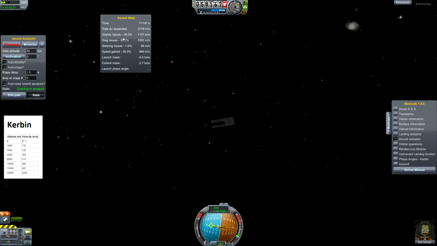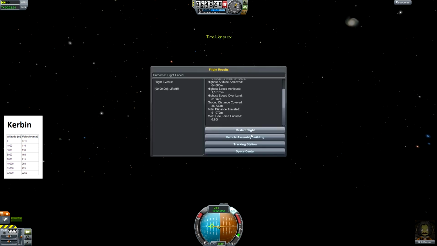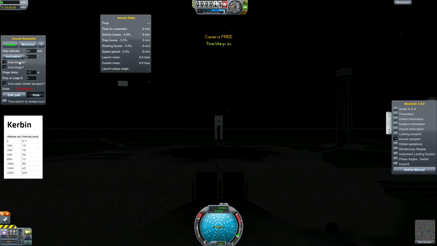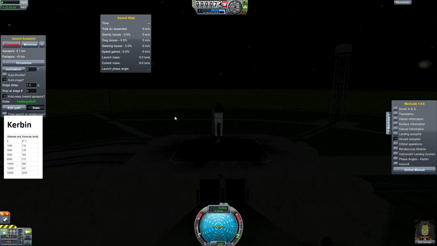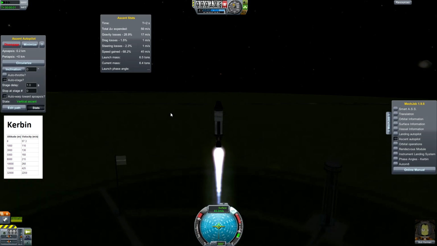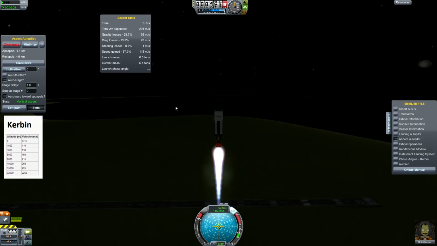Now ideally what I'd like to do is, actually I think I can take off the auto throttle, so if I restart this flight, what I'll do is take off the auto throttle, engage, and then just fire this whole thing up with full throttle. So now you'll be able to see that our drag losses are going to go up considerably.